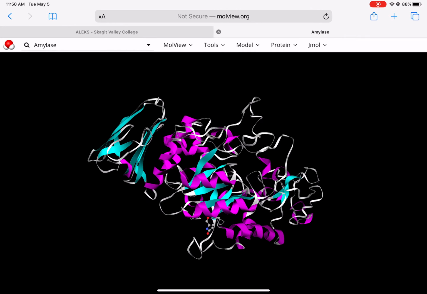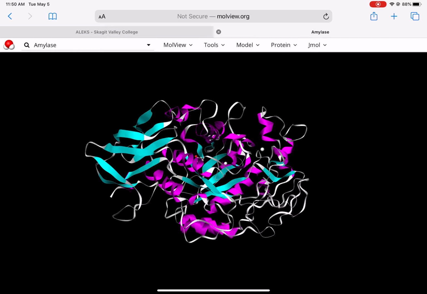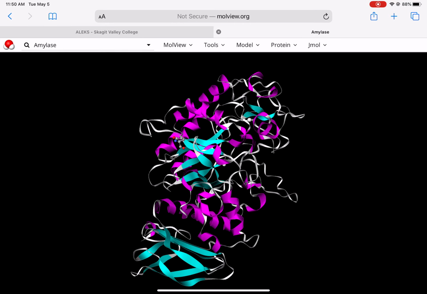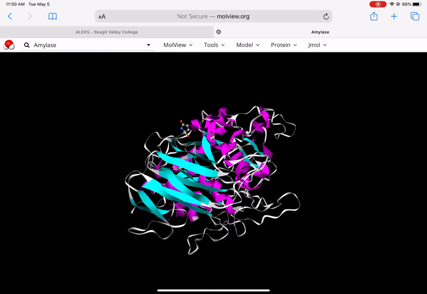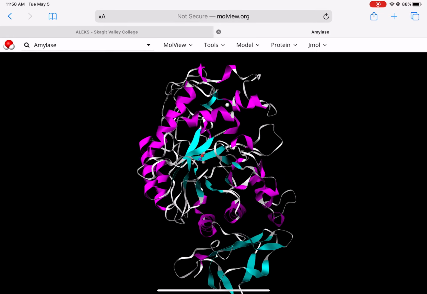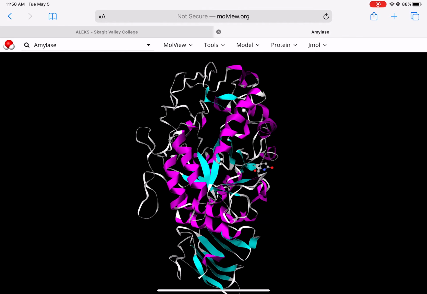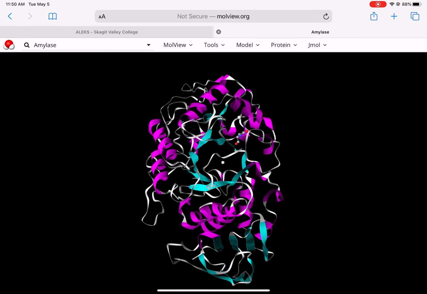I picked the amylase protein because it has a combination of alpha helixes and beta pleated sheets, so you can look at how it's represented. Now, what you're looking at here is a really simplified representation of the structure of this protein. But in this simplified representation, the alpha helixes are being shown in purple. So you can see there that purple, magenta, twisted shape. And this protein, amylase, has got quite a few alpha helix portions in it.